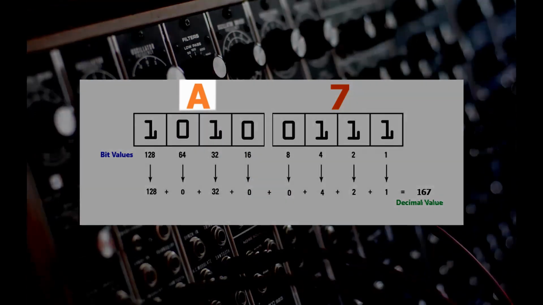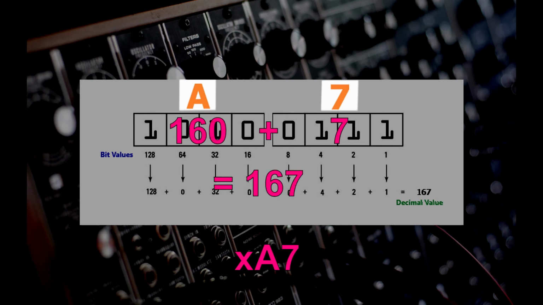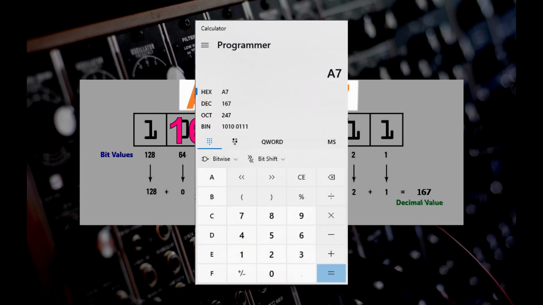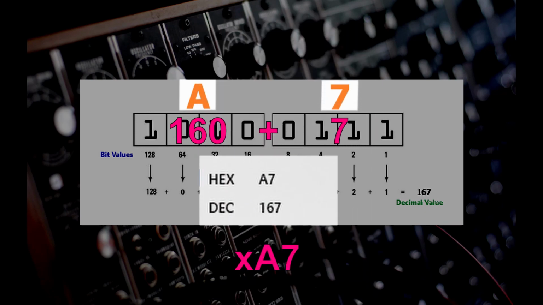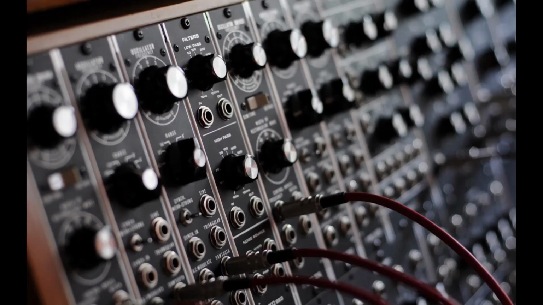When we place the A in the most significant nibble position and the 7 in the least significant nibble position, we get hex A7. Decimal values 160 plus 7 equals 167, which is what hex A7 represents in decimal value. Hex values are strange to work with at first, but with some practice you can identify hex values in your head for 8-bit numbers without relying on a programmer's calculator to translate for you.